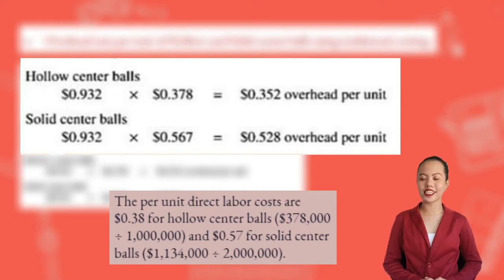In order to get this, we need to divide the estimated direct labor cost for the year of the two products, which is $378,000 for the hollow center balls and $1,134,000 for the solid center balls. Next, we need to divide these amounts by their corresponding estimated production volume for the year as well. These amounts are also given in the problem.